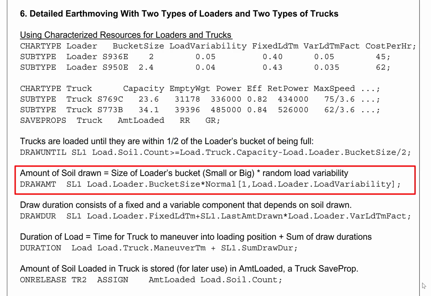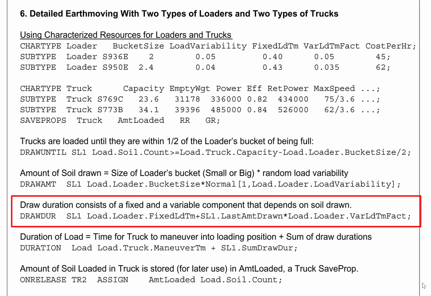The next statement, draw amount, specifies that the amount of soil drawn should be equal to the nominal size of the loader's bucket, which can be a big loader or a small loader, multiplied by random load variability. This is accomplished by taking the bucket size of the loader currently residing in the new instance of load that is starting up, multiplied by a normally distributed random variable with a mean of 1, whose standard deviation is the load variability of the loader currently residing in the new instance of load.